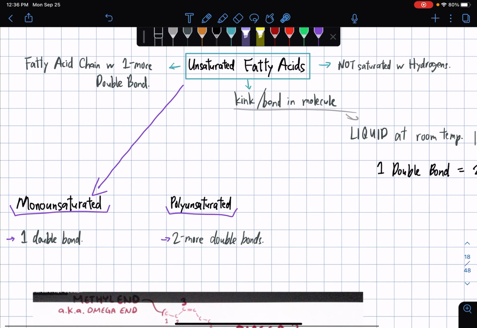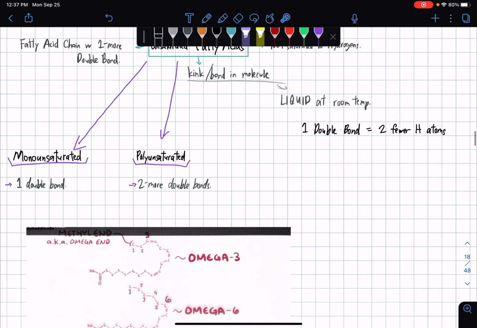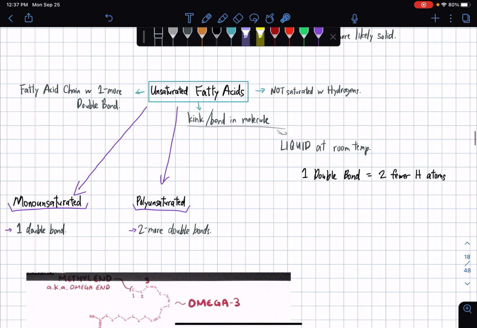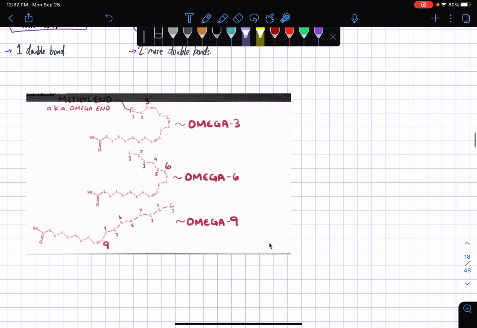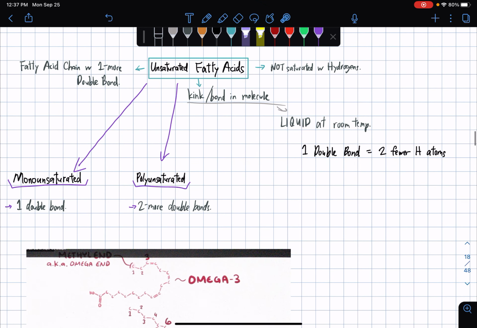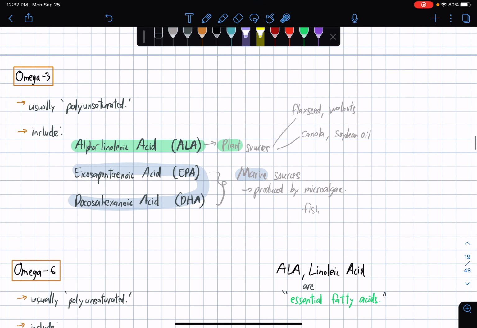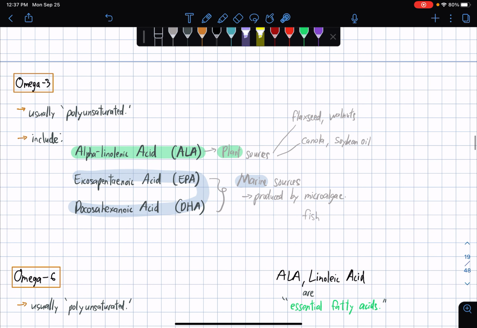Now, for unsaturated, there are 2 things you might want to know. We have monounsaturated, that means there is only one double bond. But for 2 or more double bonds present, it's called polyunsaturated. I'm not sure why they did not mention diunsaturated, but might as well just memorize whatever is mentioned. But it's good to open that up to your teacher if you have the chance.